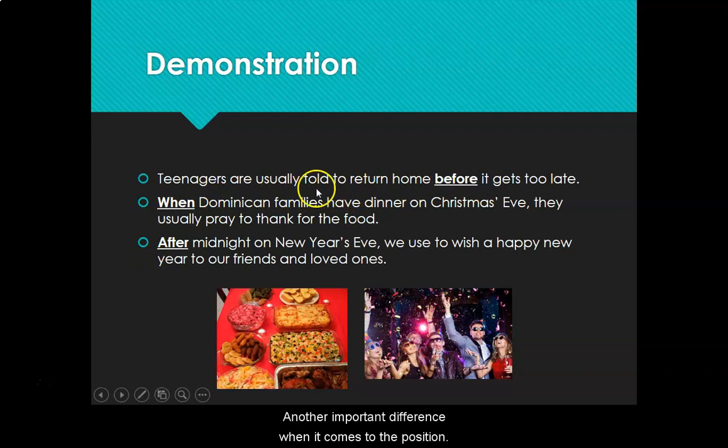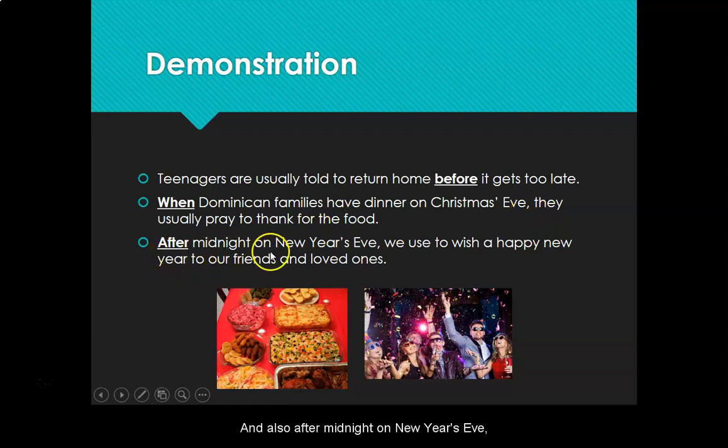Another important difference when it comes to the position is that in the case of before, there are no commas in the sentence, but if we use the conjunction at the beginning of the sentence, we need to separate with a comma. When Dominican families have dinner on Christmas Eve, comma, and also after midnight on New Year's Eve, comma, and then we continue with the sentences.